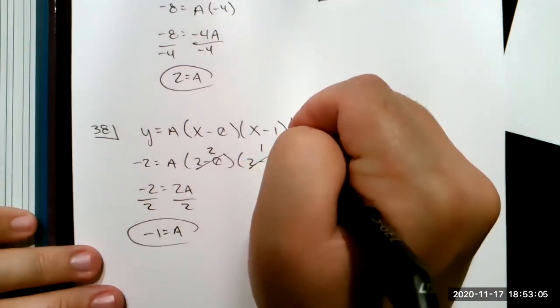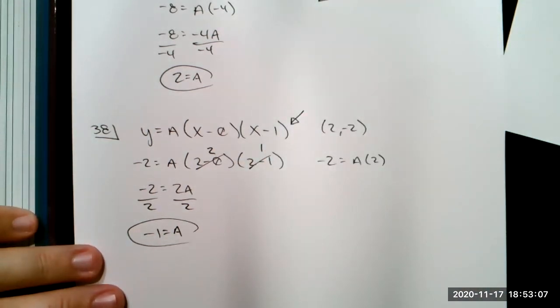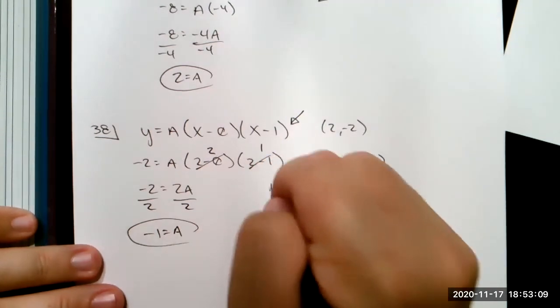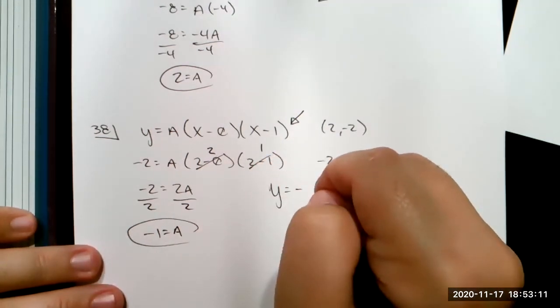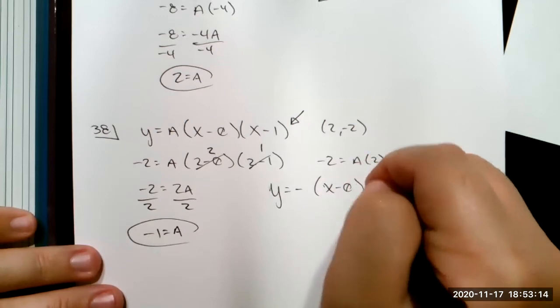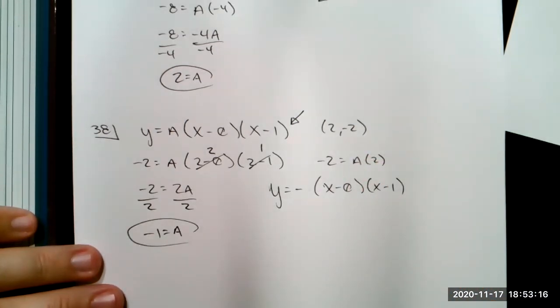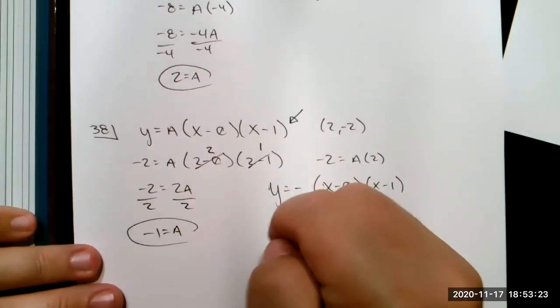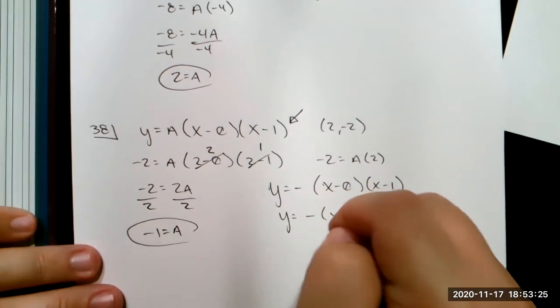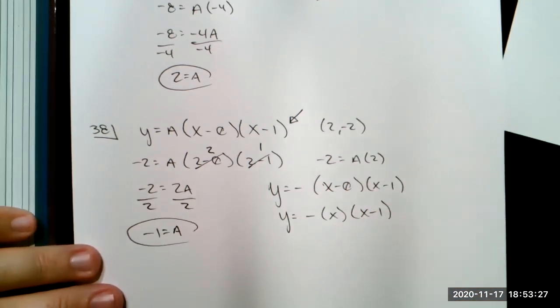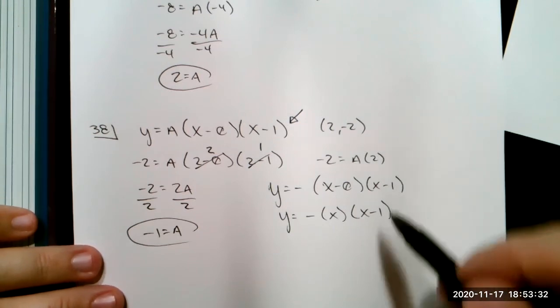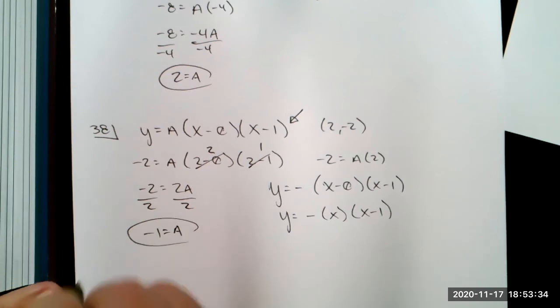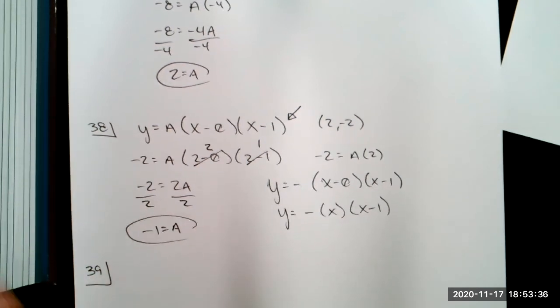So again, this is the step that's simplified, so that's the step we want to plug a in on. Y equals -1 times (x minus 0)(x minus 1). You could simplify that a little bit further. Instead of writing x minus 0, you could just write x, because those two things are exactly the same. So either one of those would be acceptable.